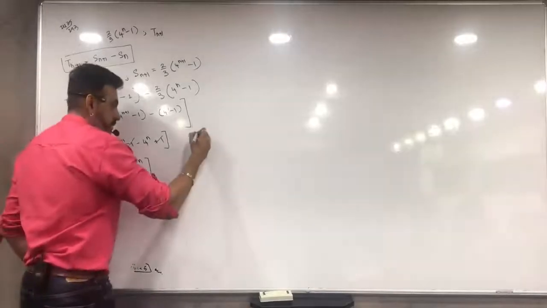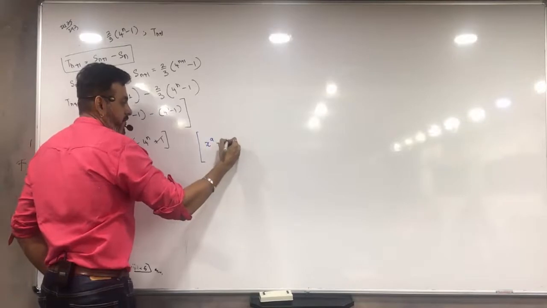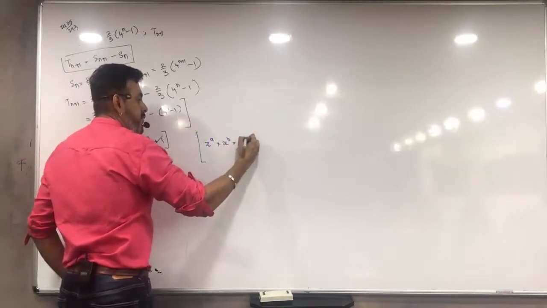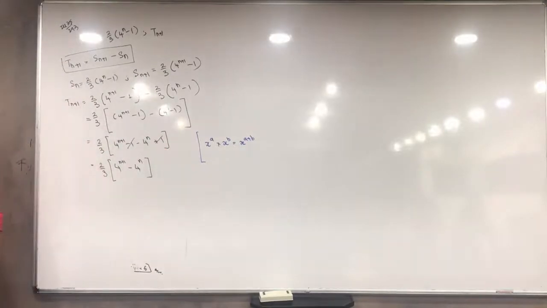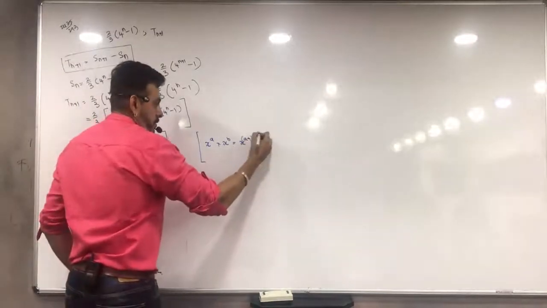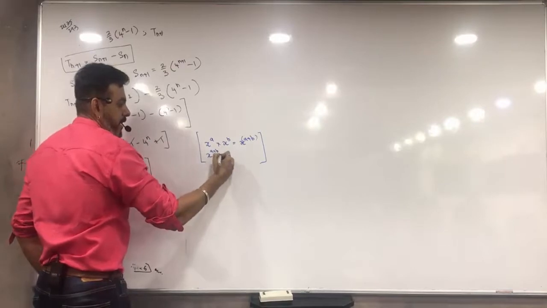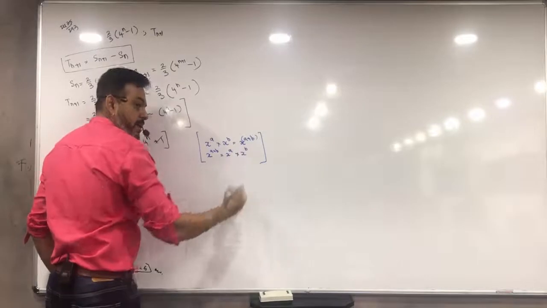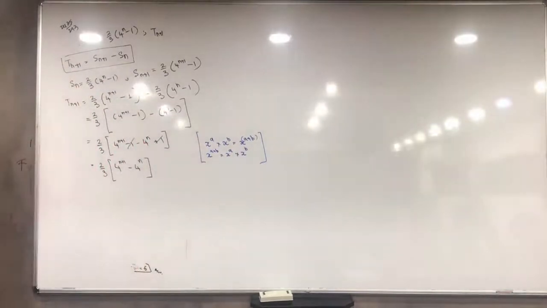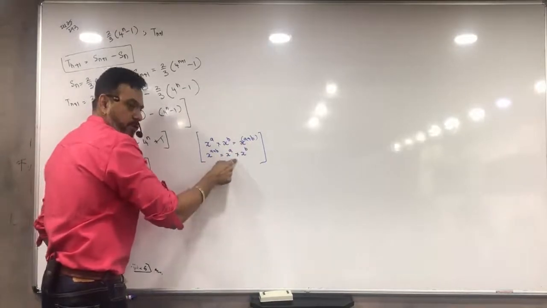Now, pay attention. x raised to a into x raised to b is equal to x raised to a plus b. Do you know this? Now, if you are given x raised to a plus b, can I say it is equal to x raised to a into x raised to b? Can you say it? Same here, no? This is equal to this, so this is also equal to this.